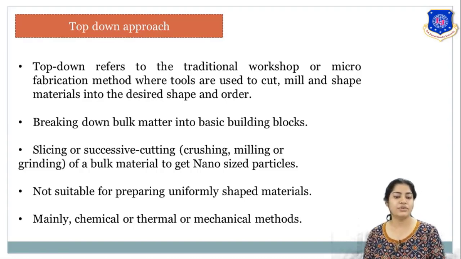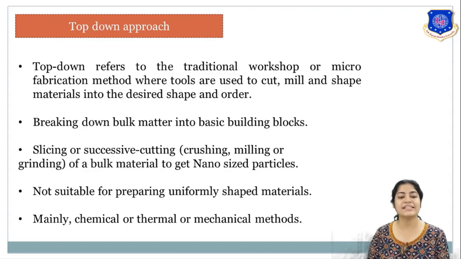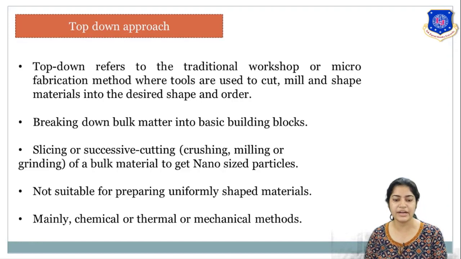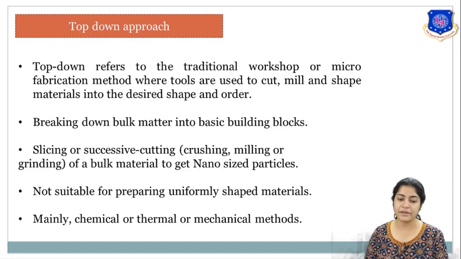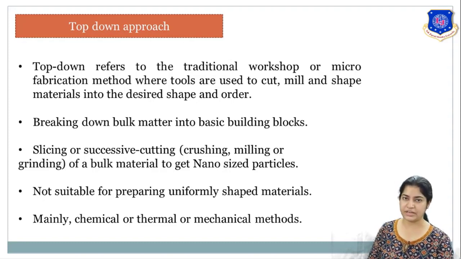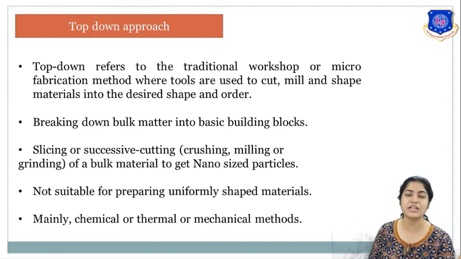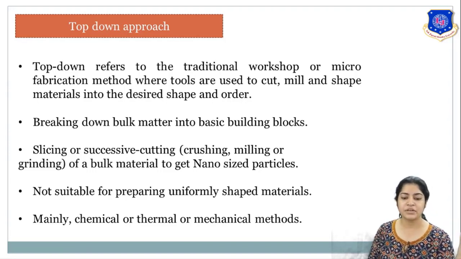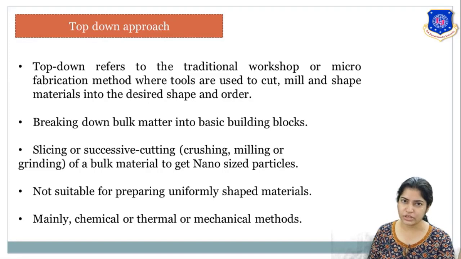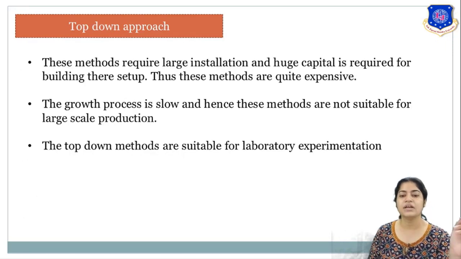So how is it done? Slicing or successive cutting happens here. Crushing, milling, grinding. Now, it is not suitable for preparing uniformly shaped material. It's but natural, when you are crushing or milling it, that uniform size particles would not necessarily be formed. So what are the methods generally involved? Chemical, thermal or mechanical methods can be involved here.